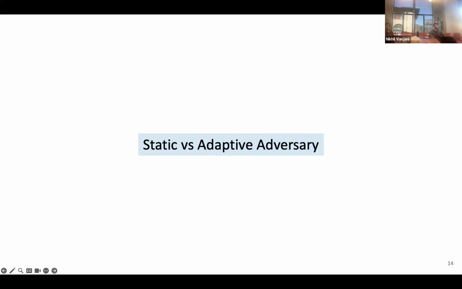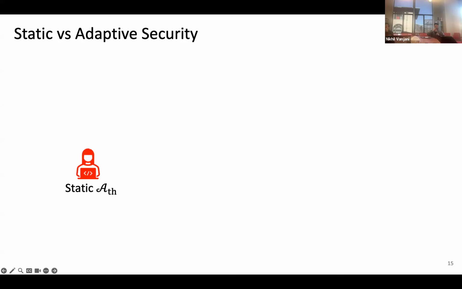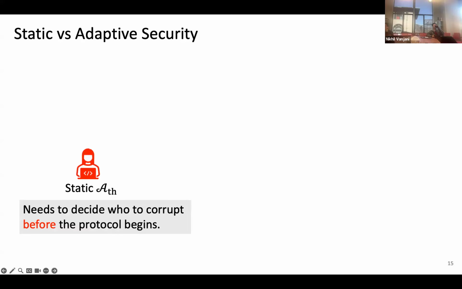So this talk is about proving security of BLS threshold signature, and we want to look at these two different kinds of adversary, which are called static and adaptive adversary. So the definitions are as follows. A static adversary, we require that this adversary decides who to corrupt before the protocol begins. This is a restriction we impose on the adversary, and we say we know how to prove the security of this key only for adversary that follows this restriction.